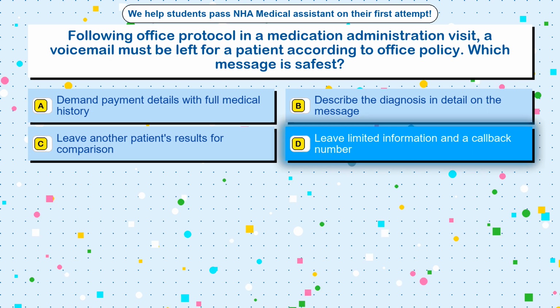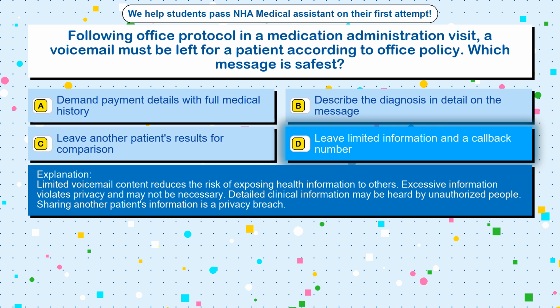The correct answer is option D. Leave limited information and a callback number. Limited voicemail content reduces the risk of exposing health information to others. Excessive information violates privacy and may not be necessary. Detailed clinical information may be heard by unauthorized people. Sharing another patient's information is a privacy breach.